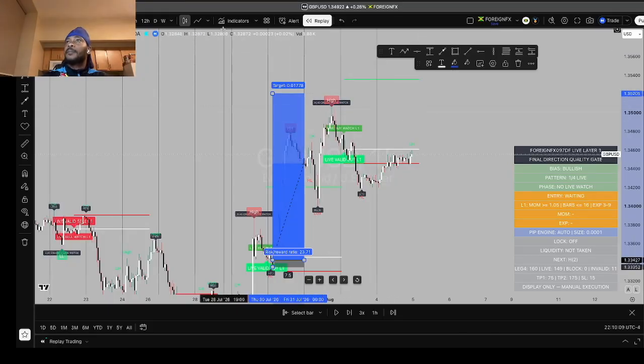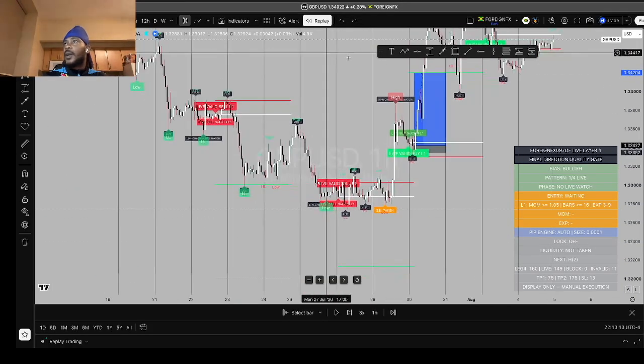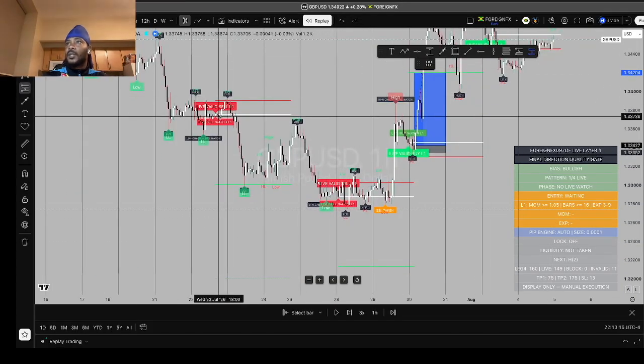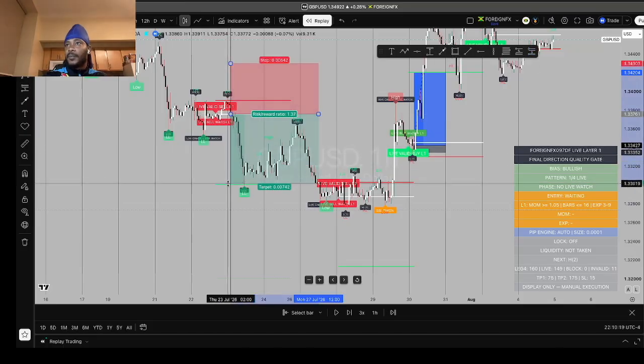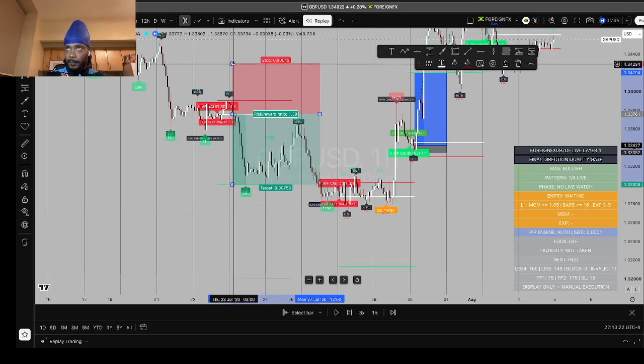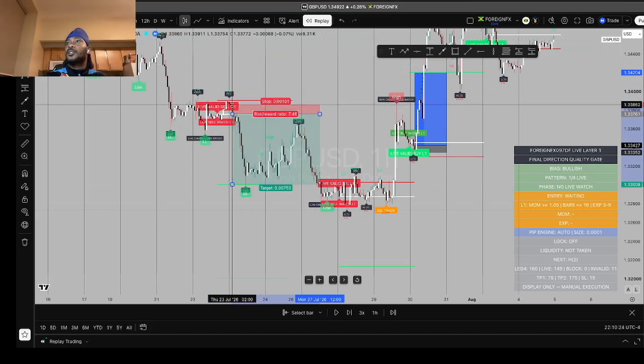Where is it? Right here. You can see we entered there. That would have been a 10R trade as well.